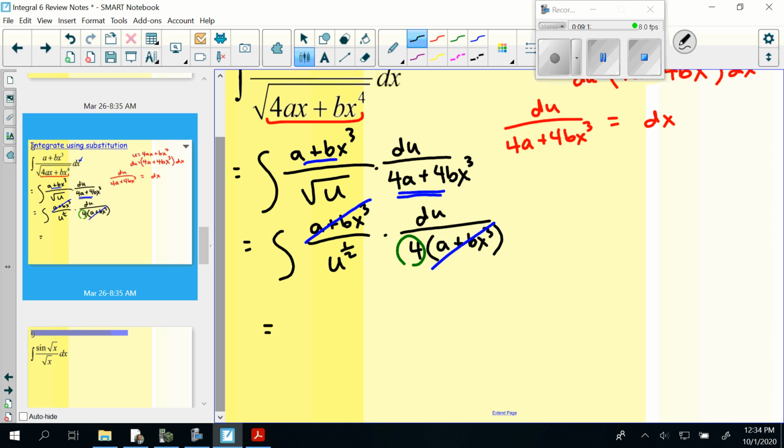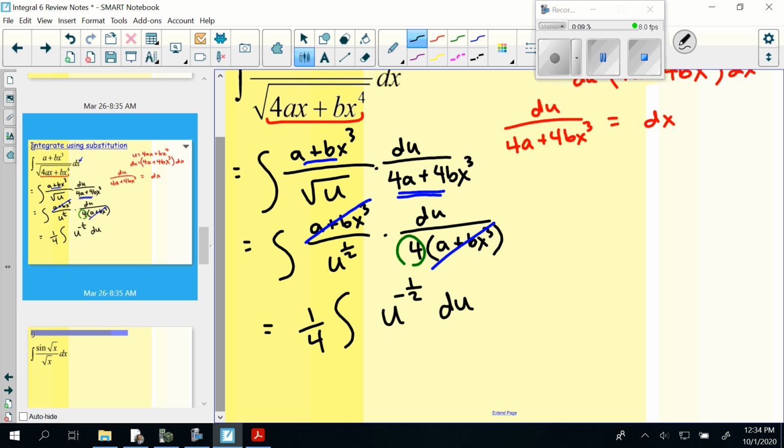Now again, you got to be careful. Don't pull that out like this, or you're going to get it wrong. That 4 is in the denominator. If we pull it out, that'd be like a 1/4. And then the only thing left is our du and our u to the 1/2. I'm going to move that up into the numerator and make it u to the negative 1/2 to integrate here.